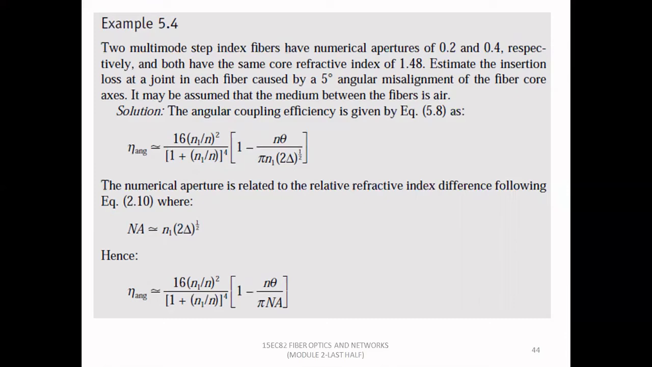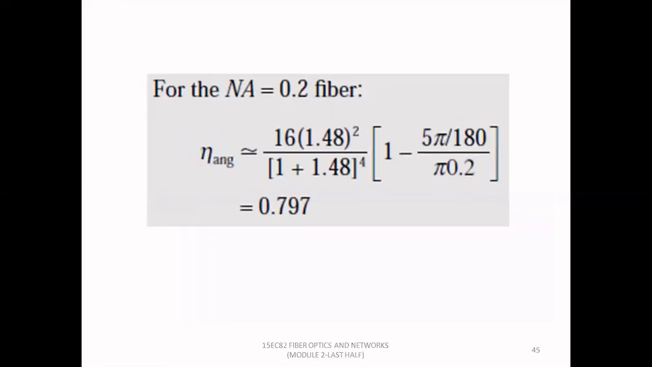So numerical approach, we know the formula for numerical aperture, which is approximately equal to n1 into (2 delta) to the power 1 by 2. Hence, we can write η angular approximately equal to 16 (n1 by n) the whole square divided by (1 plus n1 by n) whole to the power 4, into (1 minus (n into theta) divided by (pi into numerical aperture)). For the numerical aperture 0.2 fiber, η angular equal to 0.797.